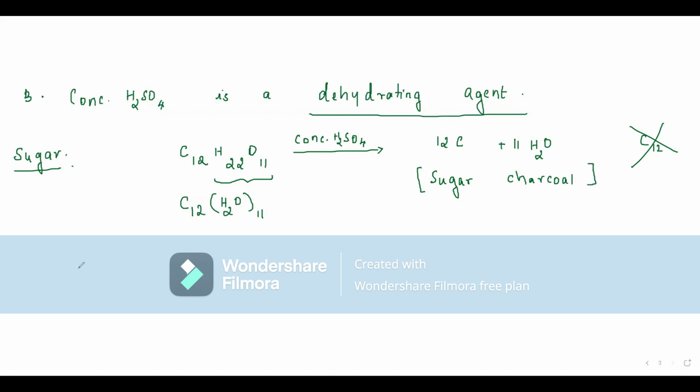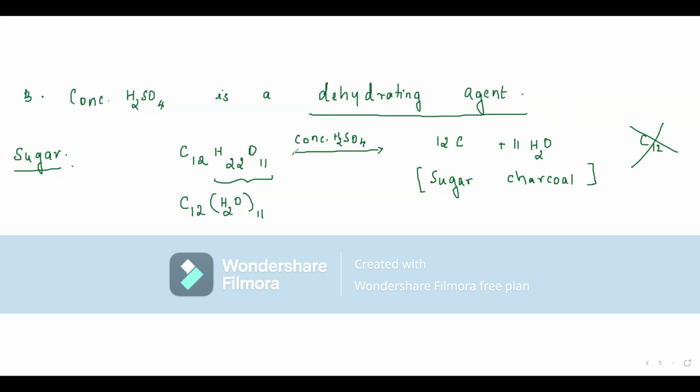So we can ask a question here: write the balanced equation for the conversion of sugar to sugar charcoal. The above equation has to be written. Do not write plus concentrated sulfuric acid. Leave sulfuric acid on the arrow because the purpose of sulfuric acid is just to absorb water, and eventually the sulfuric acid will get diluted. These 11 molecules of water dissolve in sulfuric acid.